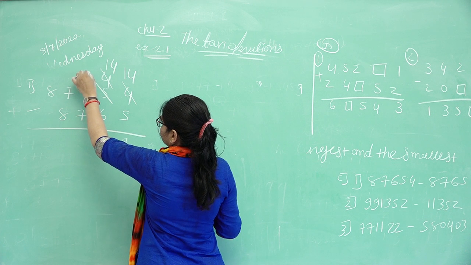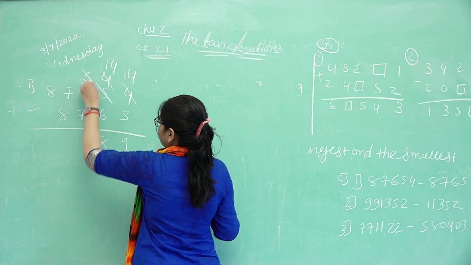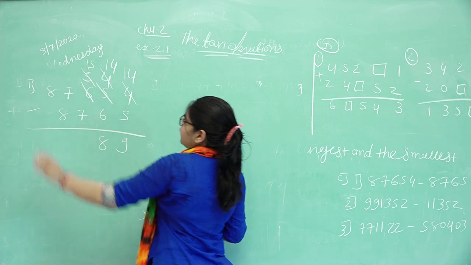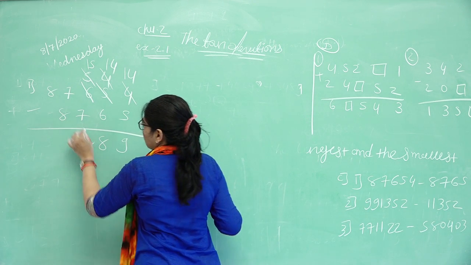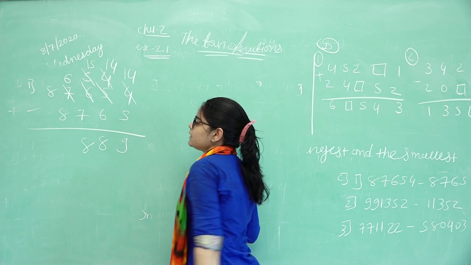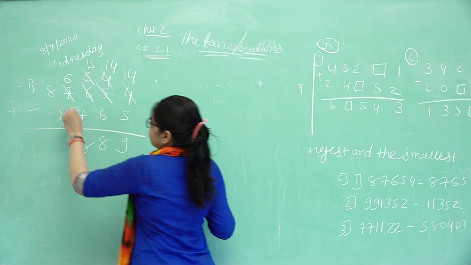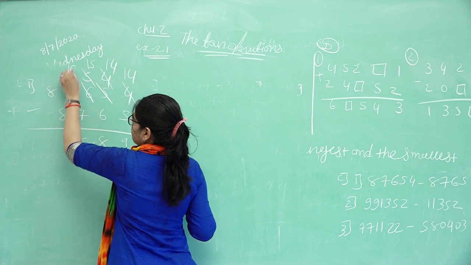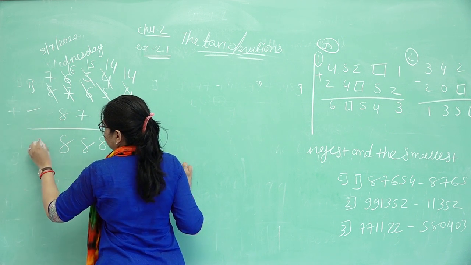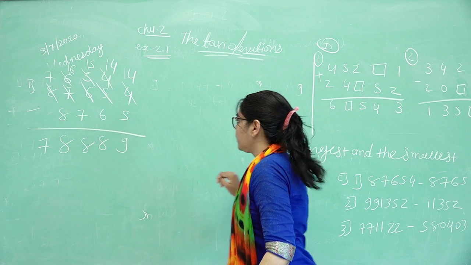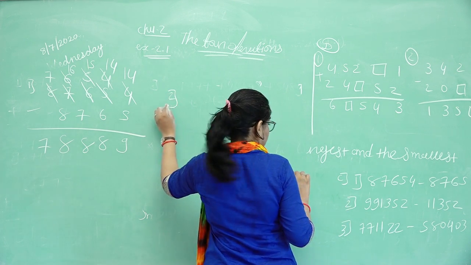Here 5. 5 out of 7 again not possible. So here 15. 15 out of 7 means again 8 is there. 7 is the place of 16. Okay, then 6 out of 8 again not possible. So 16 out of 8 is 8, and 8 will be cut in the place of 7. Okay, next question.